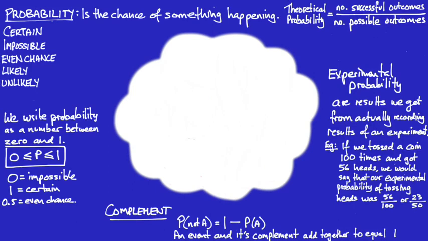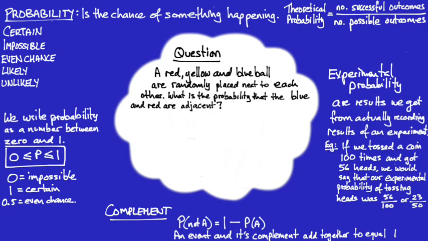One last example of a question you may get regarding probability. A red, yellow and blue ball are randomly placed next to each other. What is the probability that the blue and the red are adjacent? And by adjacent we mean they're sitting next to each other. So the first step here is just list all the possible outcomes. 3 balls placed randomly on a shelf.